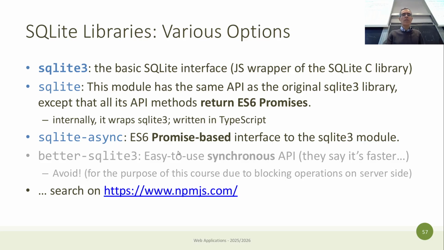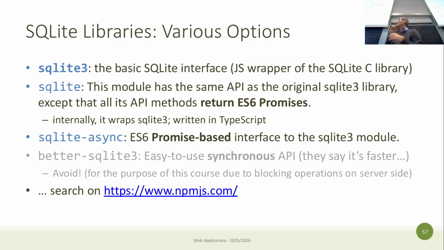Another asynchronous library returns a promise. It has a promise-based interface and so on. There are also synchronous APIs, but I would recommend you not to use them. Okay? There is a synchronous API inside Node as well to handle SQLite. But again, if it's synchronous, it's blocking, and we don't really have a way to avoid blocking in this case.